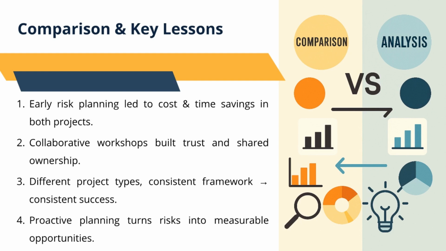Third, consistency creates competence. A highway interchange and a single bridge couldn't be more different. Yet, the same consistent risk management framework delivered success for both. This isn't magic. It's a repeatable process. Finally, and most powerfully, proactive planning creates opportunity. Risk management isn't about fear. It's about foresight. These projects show us that when you confront uncertainty head-on, you don't just avoid disaster. You unlock opportunities for smarter, faster, and more efficient delivery. That is the ultimate takeaway.